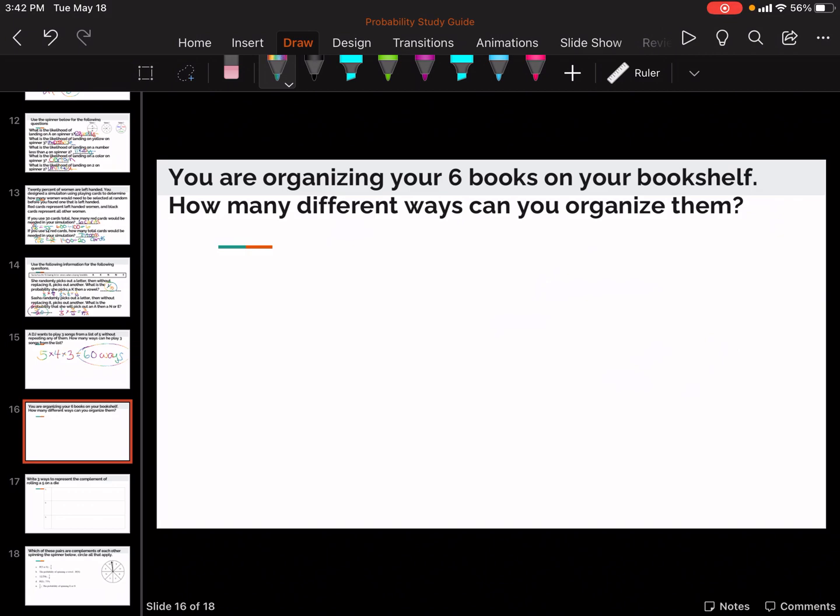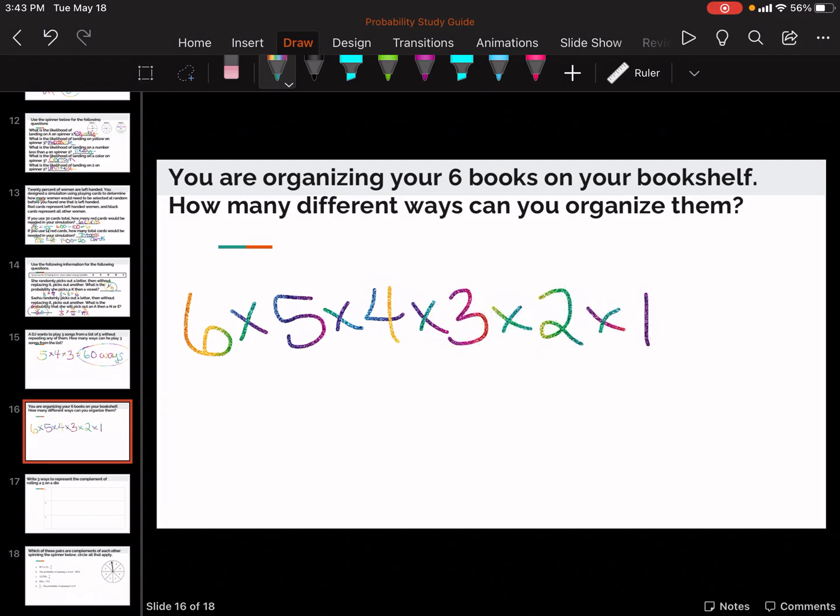You're organizing your books on your bookshelf. How many different ways can you organize them? So for the first spot, there's 6 options, then 5, then 4, then 3, then 2, then 1. Multiply those all together, and you get 720 ways.